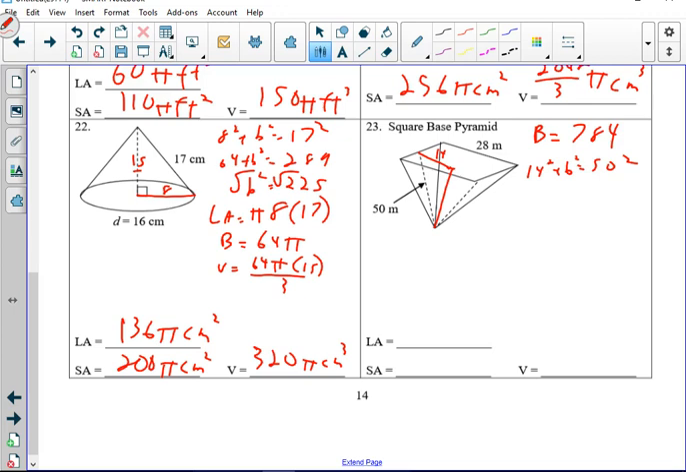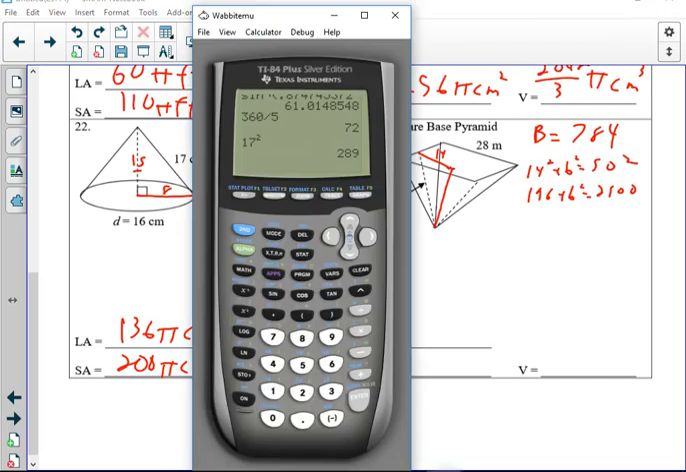So 14 squared is 196, and 50 squared is 2,500. So 2,500 minus 196.